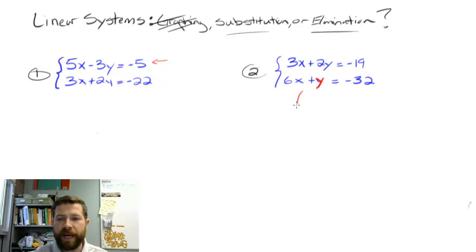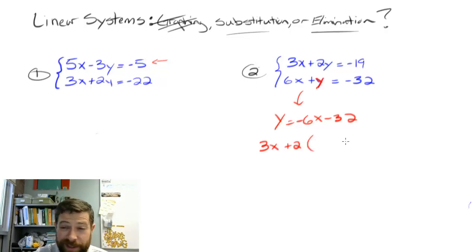All I'm going to do, and I'll even show it real fast, is subtract 6x from both sides. I'm going to get y equals negative 6x minus 32. Right out the gates, one move, that equation is already isolated for y, no fractions, game on. I'm going to take that right now and plug it into this next equation. Plus 2, I'm going to substitute the y up here in this first equation. I'm going to substitute that y with this negative 6x minus 32, and solve that out.